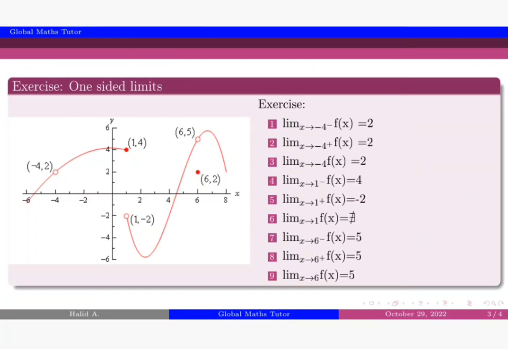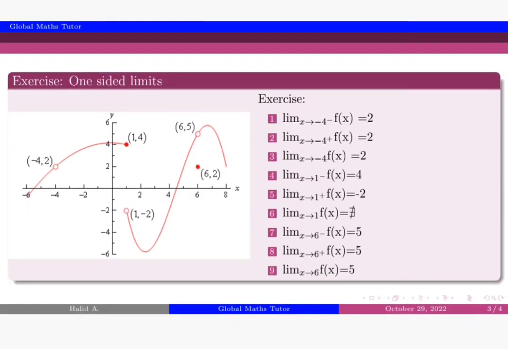Let's do some exercises using some graphs. For example, this is the graph of a piecewise function. It has some holes, some jump discontinuities, and also some holes here. For this function, we need to determine the limit value from the left and right-hand sides at each discontinuity point. Here at -4 there is a hole, so let's determine the limit as x approaches from this negative side.